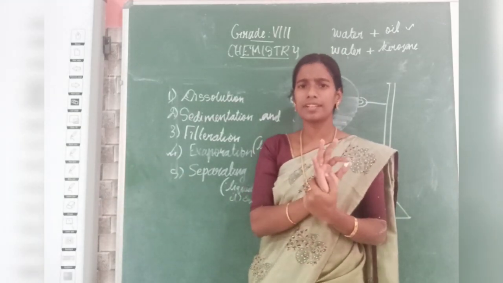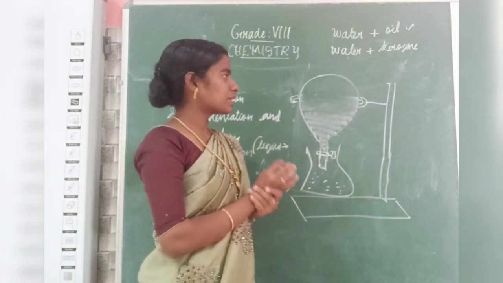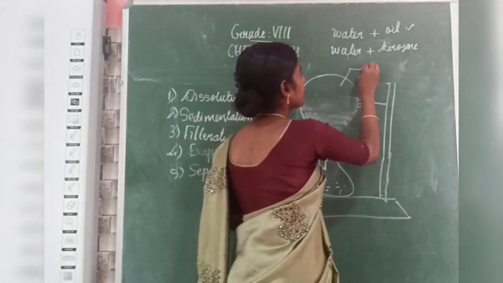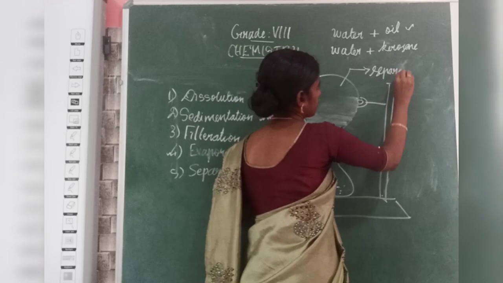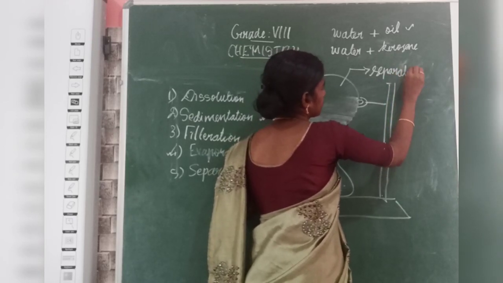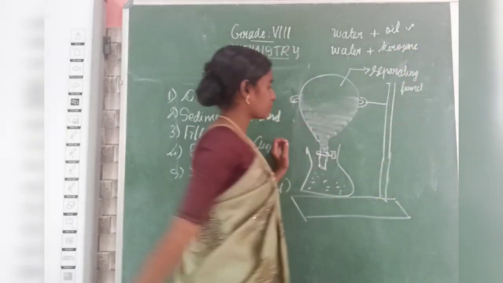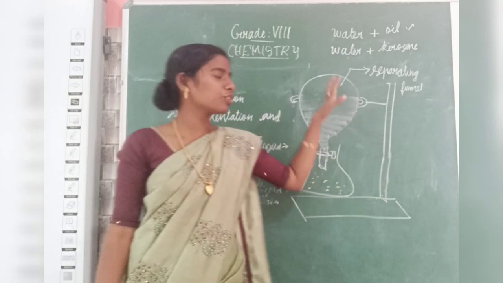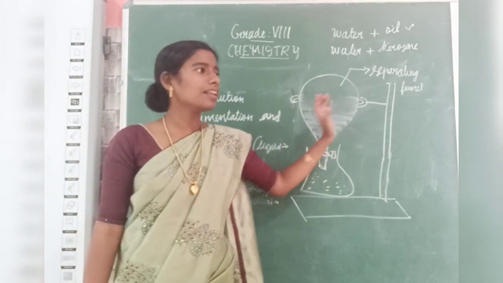So you got understood what is a separating funnel? It's simple. It is a special funnel. This is nothing but called a separating funnel. You have to take the separating funnel, then you have to pour the emulsion inside this separating funnel.